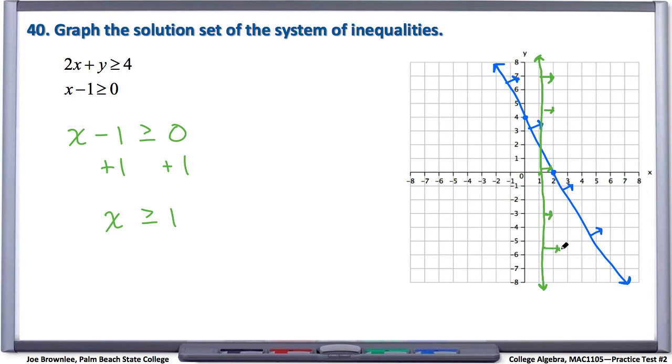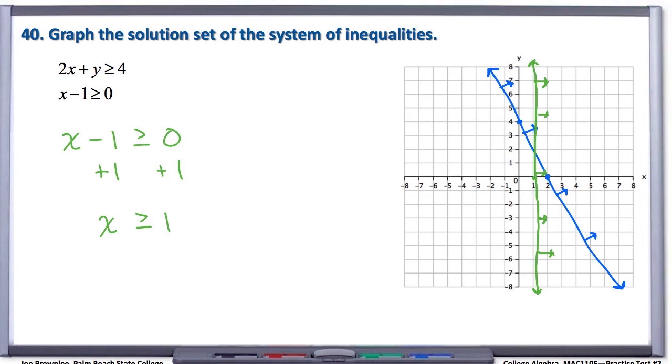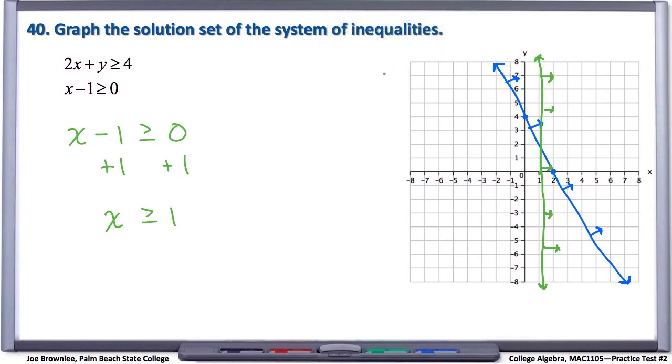All right. And now that we know where we're shading for both of our inequalities, we have to determine which section of the graph is double shaded. All right. So let's see. Well, here the blue inequality, this blue line, we're shading above the line. And for the green inequality, we're shading to the right. And so if you look, we can see that this section here, and that's not very bright, let's get a different color, we can see that this section here will be the double shaded portion.